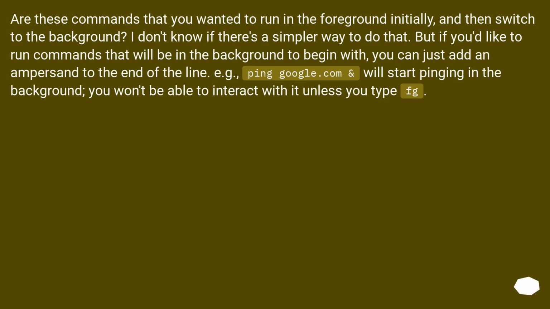Are these commands that you wanted to run in the foreground initially, and then switch to the background? I don't know if there's a simpler way to do that. But if you'd like to run commands that will be in the background to begin with, you can just add an ampersand to the end of the line. For example, ping google.com & will start pinging in the background. You won't be able to interact with it unless you type fg.